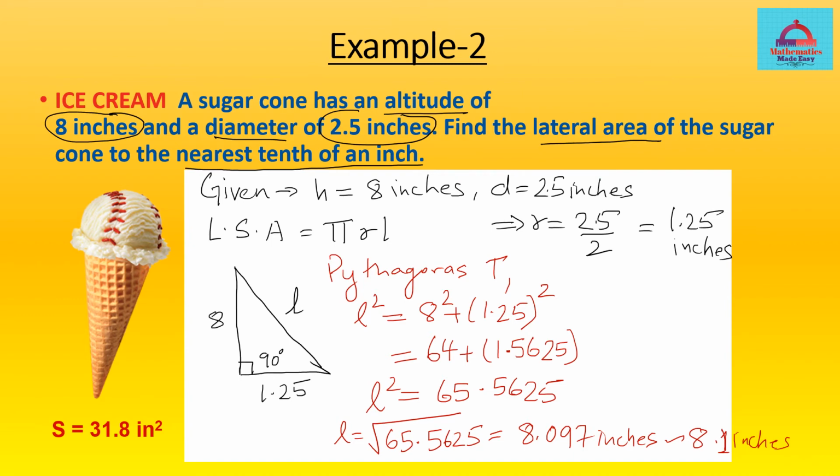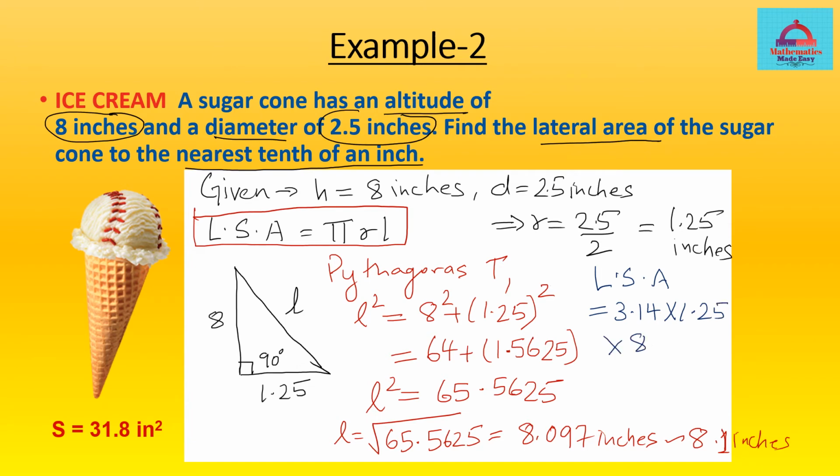Okay, so we've got our L now. We just need to do the substitution, and that would give us our final answer. Let's do the final step for LSA. So I'm substituting for pi 3.14, for radius 1.25 inches, and for L 8.1 inches. So the unit will here, after the multiplication happens, come out to be inches square.